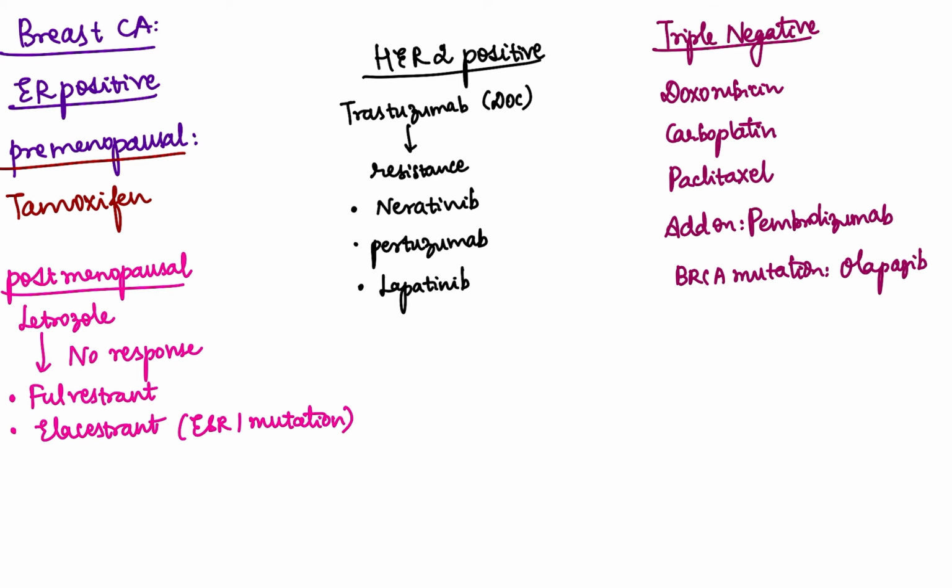So breast cancer, ER positive, premenopausal tamoxifen, postmenopausal letrozole. If there is no response to letrozole, go for fulvestrant and elacestrant. Elacestrant, give if there is ESR1 mutation. HER2 positive breast cancer, trastuzumab drug of choice, resistant to that, neratinib, pertuzumab, and lapatinib. Triple negative breast cancer, doxorubicin, carboplatin, paclitaxel. As an add-on drug, you can go for pembrolizumab, and for BRCA mutation, you have to go for olaparib. Very, very, very important breast cancer drugs.